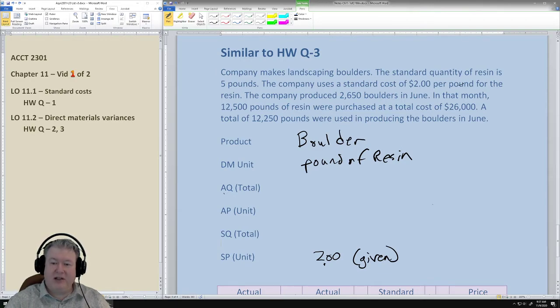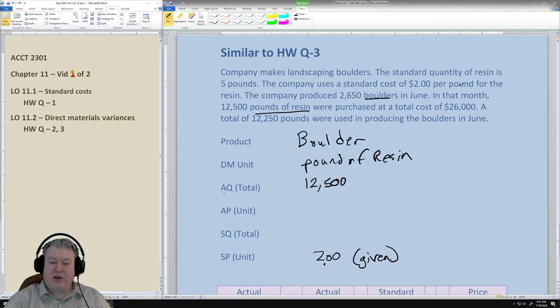12,500 pounds of resin were purchased. Okay, 12,500 pounds. That's the actual. And remember, I'm focusing on pounds of resin. You notice I skipped over boulders because that's not the thing that we're analyzing. We're not analyzing boulders. We're analyzing the direct material unit. We're trying to figure out the variance of the direct material.